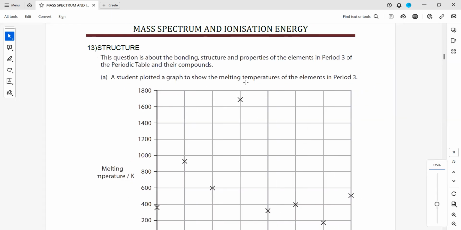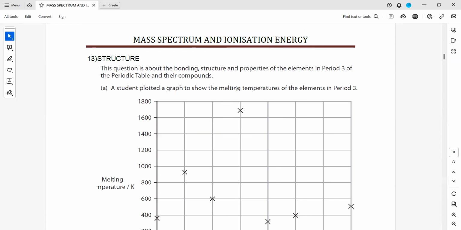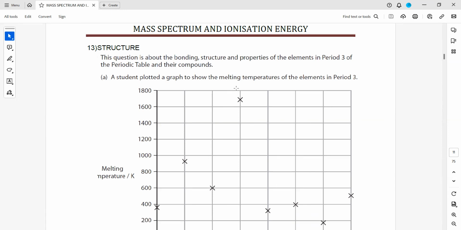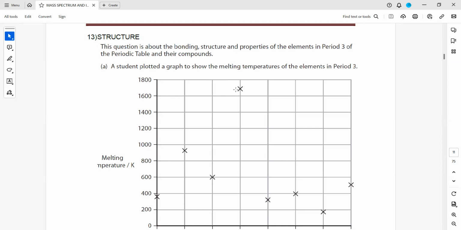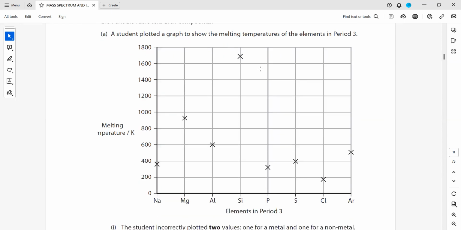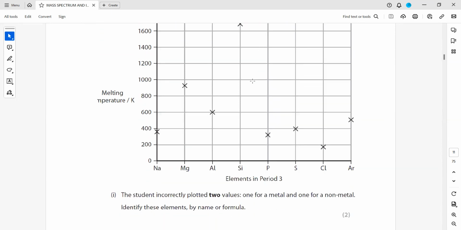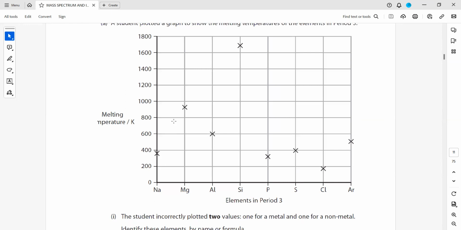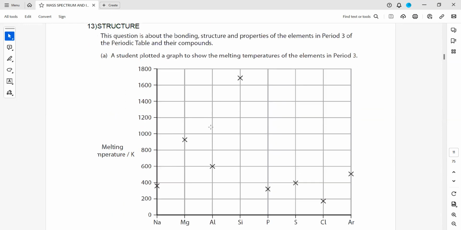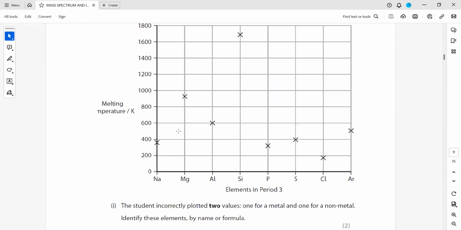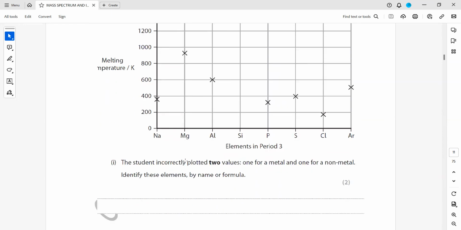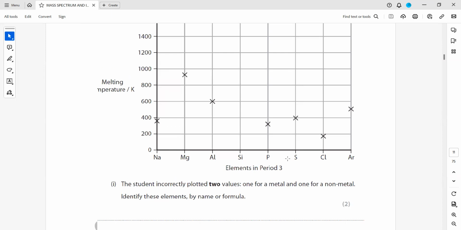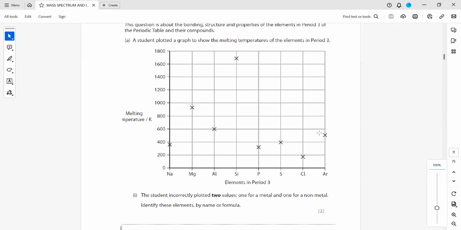This question is about the bonding structure and properties of elements in period 3 of the periodic table. A student plotted a graph to show the melting temperatures of the elements in period 3. So this is about the melting point, the same thing we just discussed. As you can see, sodium, magnesium, a graph of melting temperature is given. A student incorrectly plotted two values, one for a metal and one for a non-metal. Identify these elements. So which values did the student plot wrong?